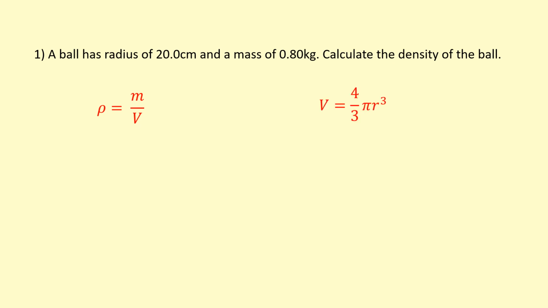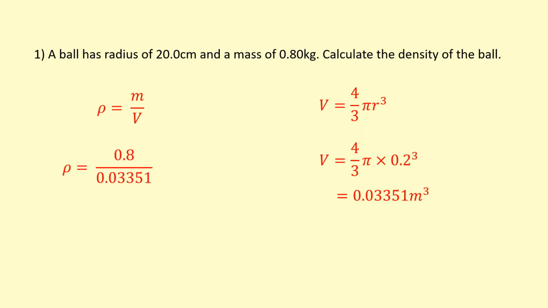Firstly, before I do the r cubed, I'm going to have to turn the radius into meters, so divide it by 100. That gives me 0.2. Then cube it, then 4/3 pi. That gives me a volume of 0.03351. And then I can take the mass, which is 0.8 kilograms, and divide it by the volume, which gives me a density of 23.9 kilograms per meter cubed.